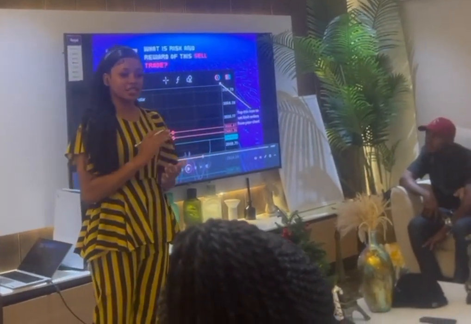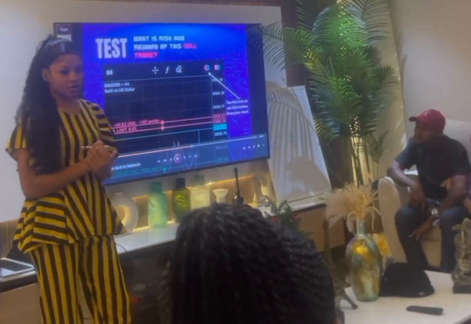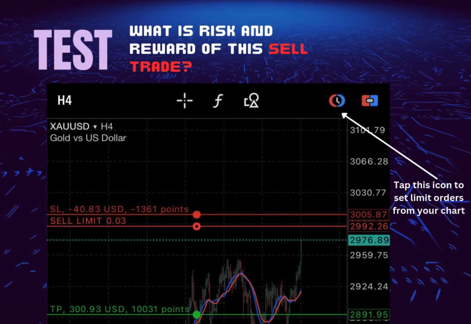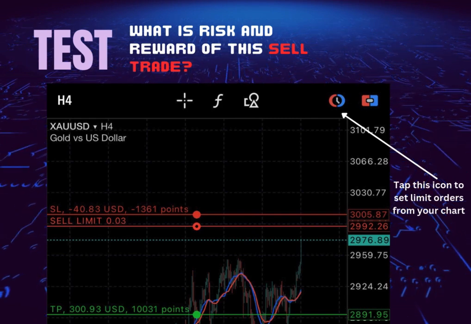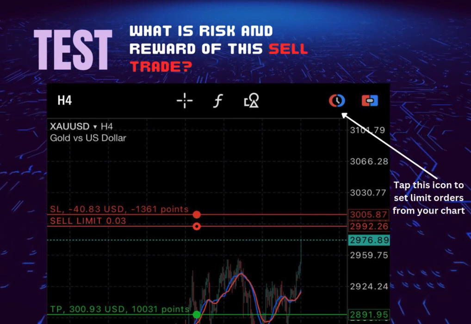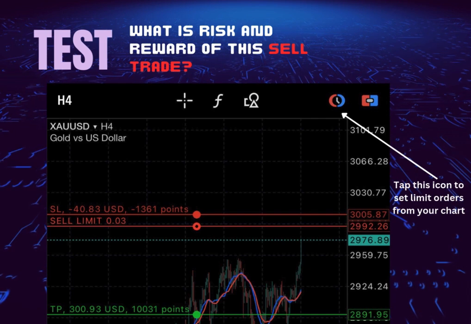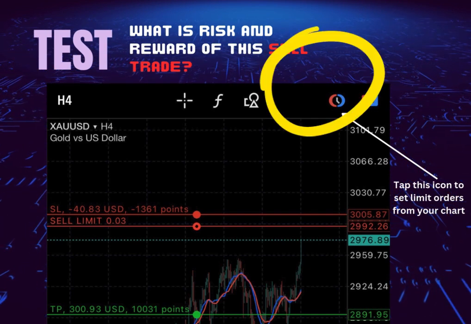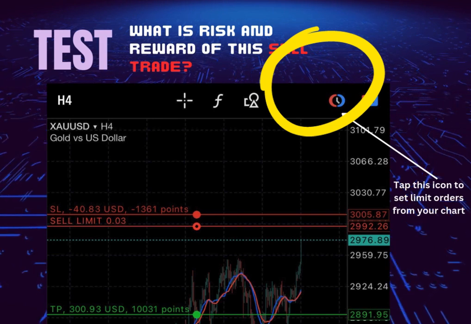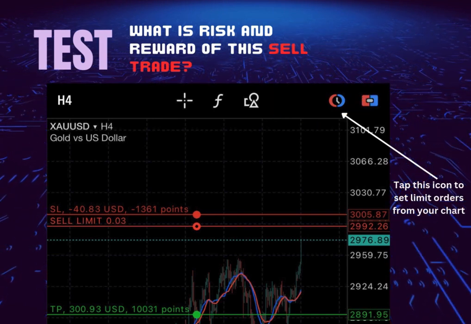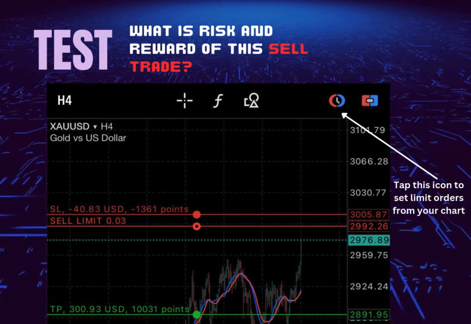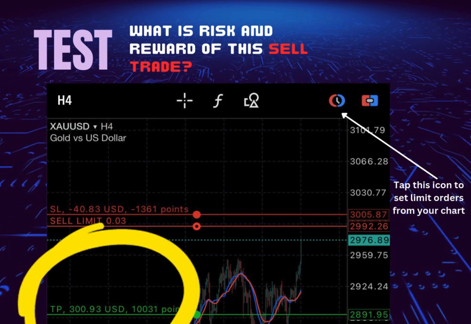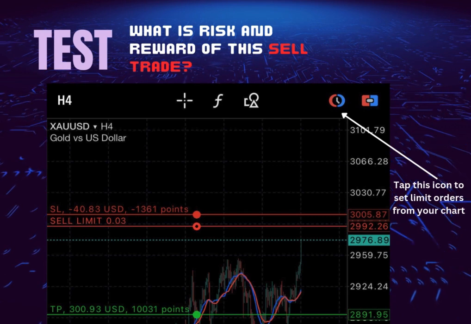So to do this on your MetaTrader 5 or MetaTrader 4, whichever one you use, you'd simply click on this icon that this arrow is pointing at, this blue and red circle icon on the top right. This icon is where you click and you'll be able to set your limits, your sell or buy order. Once you click on it, it will pop up below. Then you can tap it to change it to whichever you want, whether sell limit or buy limit. As simple as that. So on this trade, where you see SL and where you see take profit, SL is what the person is willing to risk on this trade.